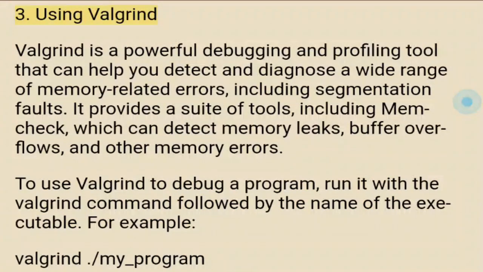3. Using Valgrind. Valgrind is a powerful debugging and profiling tool that can help you detect and diagnose a wide range of memory-related errors, including segmentation faults. It provides a suite of tools, including Memcheck, which can detect memory leaks, buffer overflows, and other memory errors. To use Valgrind to debug a program, run it with the valgrind command followed by the name of the executable. For example, valgrind ./my_program.